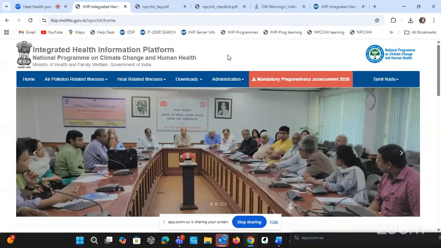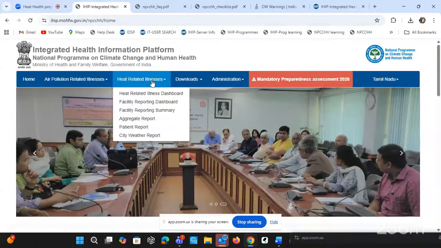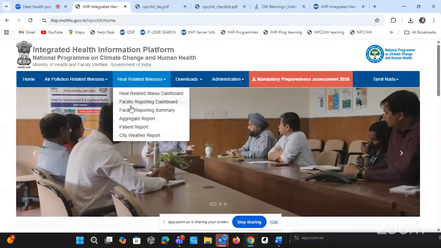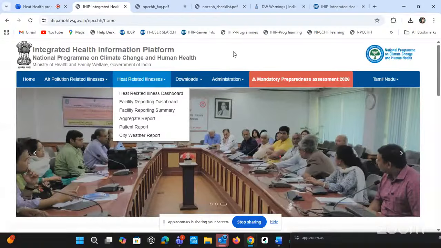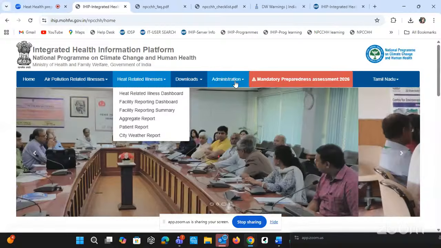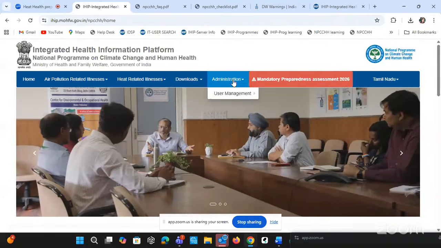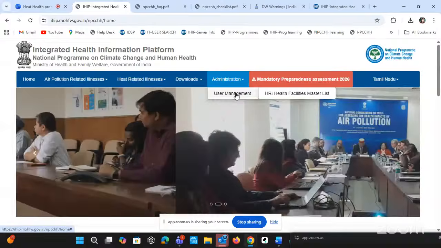So I logged in as a state user. For the state user, this is an almost similar menu, like heat related illness dashboard, facility dashboard, and reporting summary. But for state users, we have one extra menu called administration. Here, under administration, the state user can click on user management.